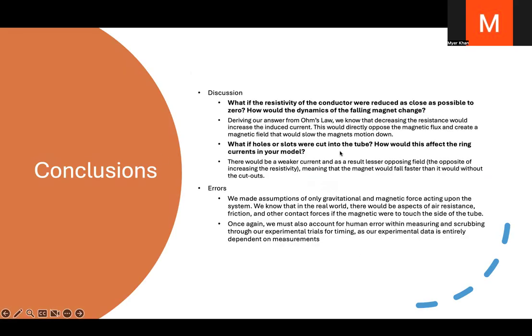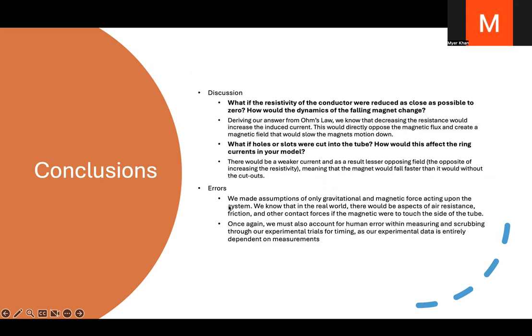If the resistivity was close to zero, deriving from Ohm's law, we know that decreasing the resistance would increase the induced current. So this would directly oppose the magnetic flux and create a magnetic field that would slow the magnet's motion down. And then if there were holes, this would have the opposite effect of increasing the resistivity, so the magnet would fall faster.